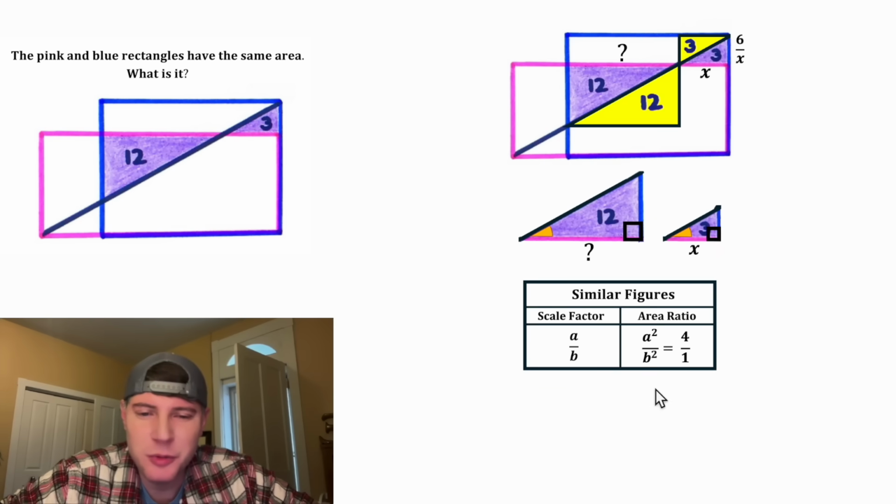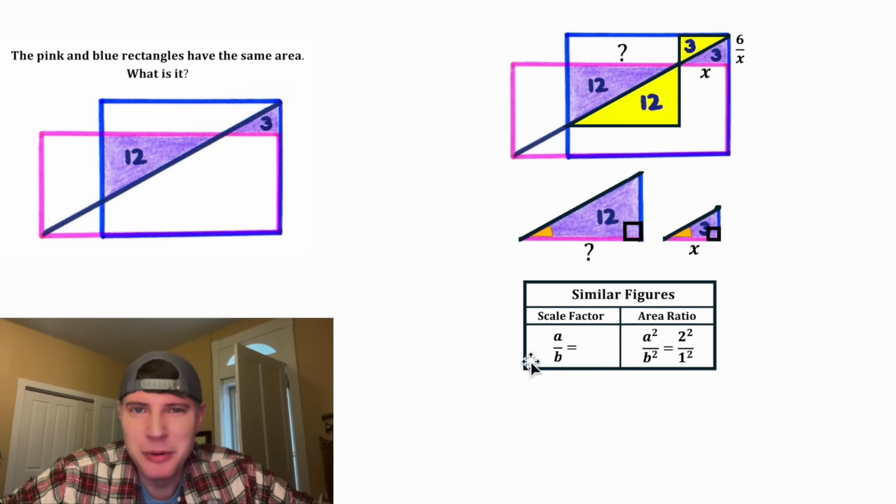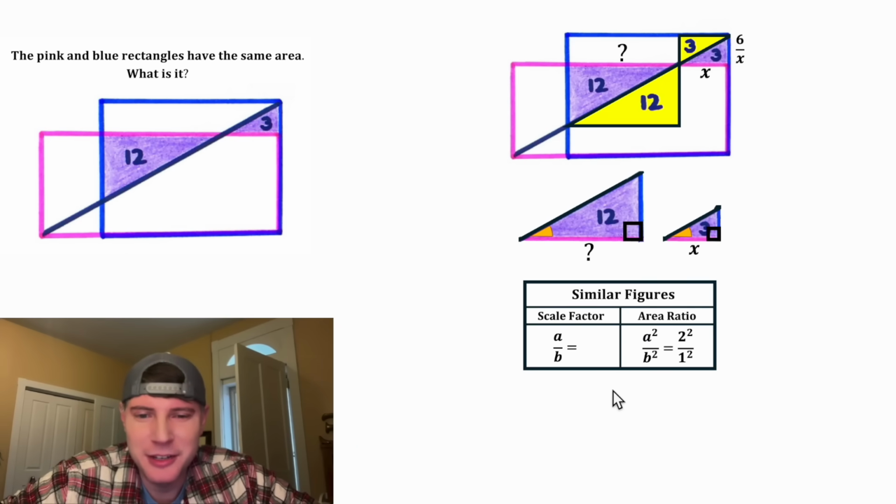And then since we have a squared over b squared, let's see if we can write these as squareds. 4 is the same thing as 2 squared, and 1 is the same thing as 1 squared. So now we have a squared over b squared is equal to 2 squared over 1 squared. And now we have a pretty good idea what a over b is going to be equal to. It'll be 2 over 1. So the ratio of the big triangle to the little triangle is 2 over 1. So if this side is equal to x, this side is going to be twice as big as this, or in other words, 2x. So now we know this question mark is equal to 2x.